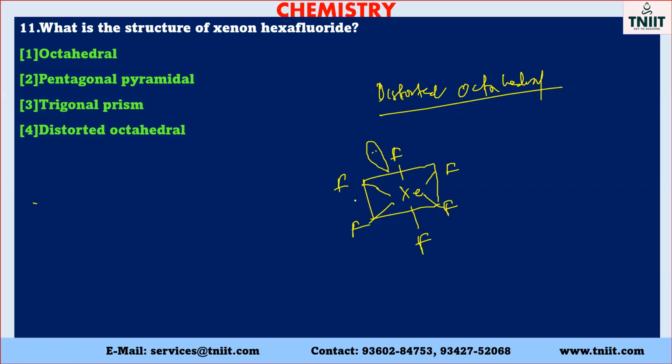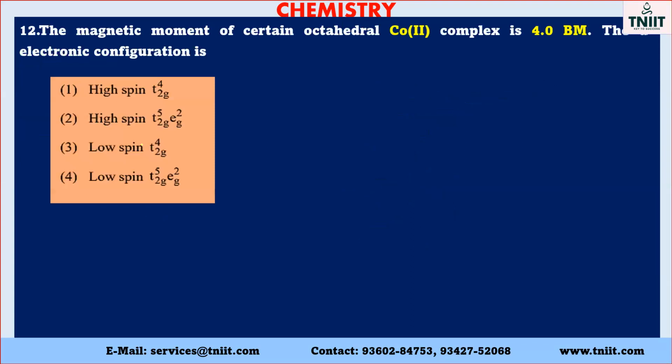Instead of the fluorine being here, it will be distorted. Distorted means moved, disturbed. So what will happen is the fluorine will move like this. From its original position, it will move away. This is called a distorted octahedral structure. So this XeF6 has 6 bond pairs of electrons and 1 lone pair of electrons. See, 6 bonds are there and 1 lone pair of electrons. Therefore, they have a distorted octahedral structure.